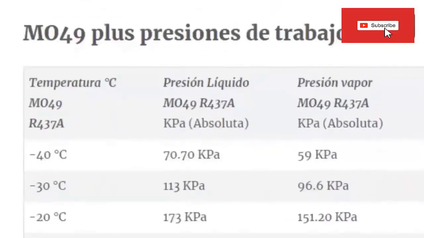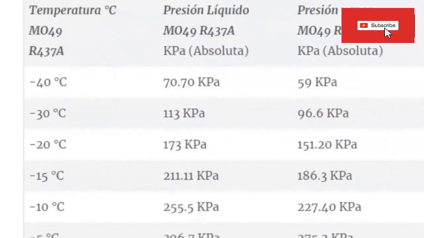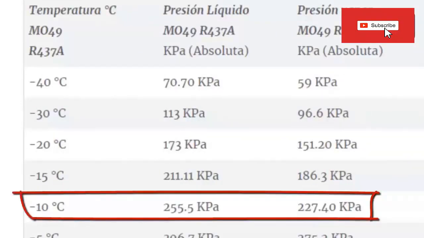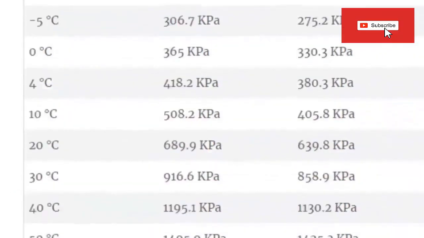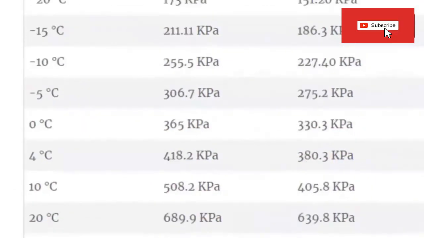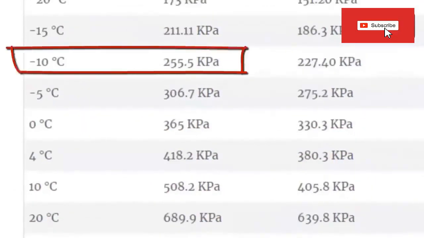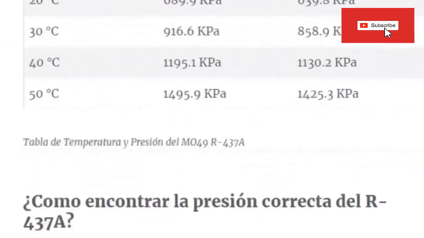How to find the correct pressure of MO49? For example, for an application that requires an evaporator temperature of less than 10 degrees C, look in the table for the pressure of MO49 in liquid phase. The absolute pressure in the table is 255.5 kilopascals at the inlet of the liquid evaporator.